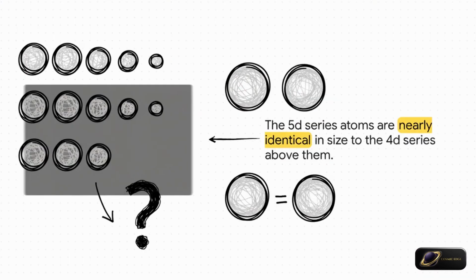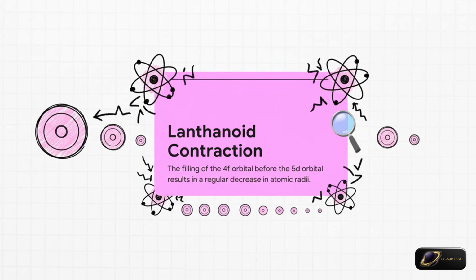So we all learn this basic rule, right? As you go down a column in the periodic table, atoms get bigger. And look, it works for the first 2 rows of the D block. The 4d series is bigger than the 3d. But then, look at the 3rd row, the 5d series. They're basically the same size as the row above them. What is going on here? That should not happen. Well, the answer to this puzzle has a name.